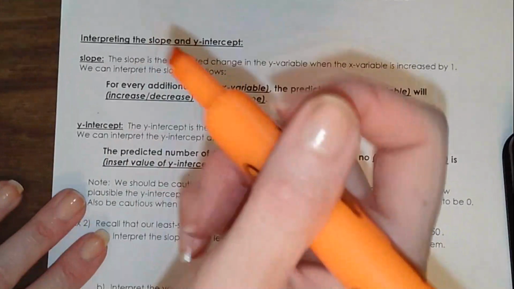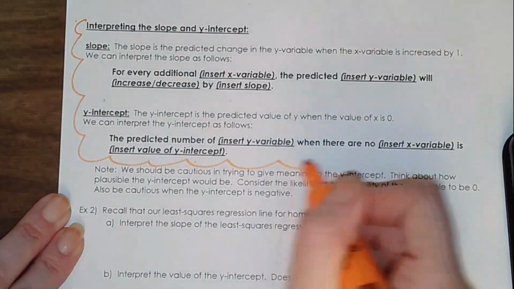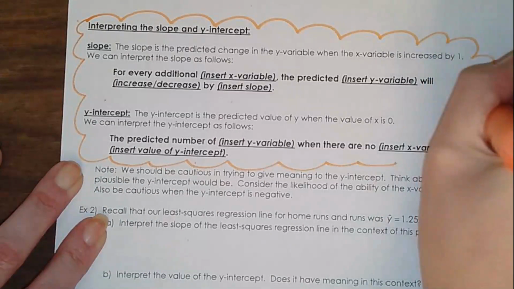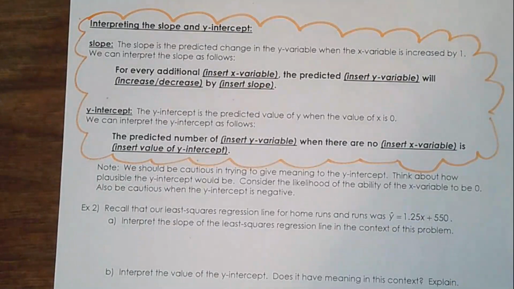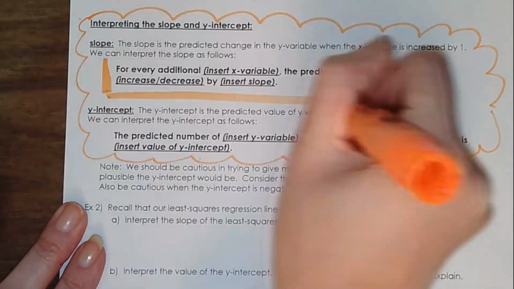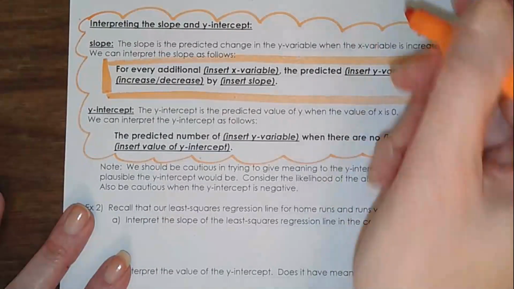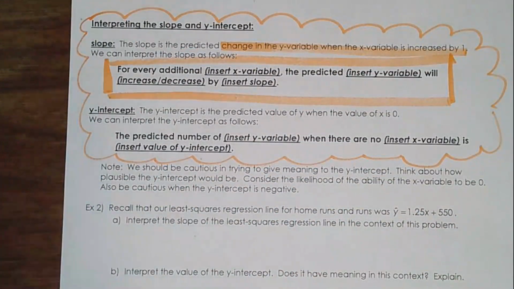So for the slope, here are some general interpretations to help you with slope and y-intercept. If you want to, highlight this on your notes. Remember from algebra, slope is the predicted change in the y variable for each increase in the x variable. Here's a general interpretation to help guide you through your interpretations for slope. It's the change in y that's associated with each increase of 1 in the x variable.